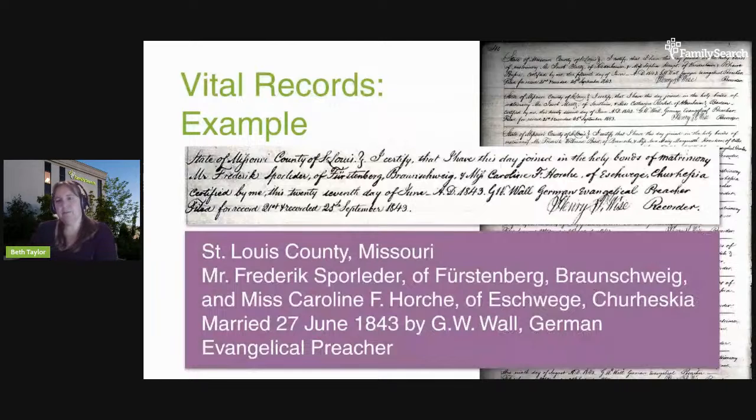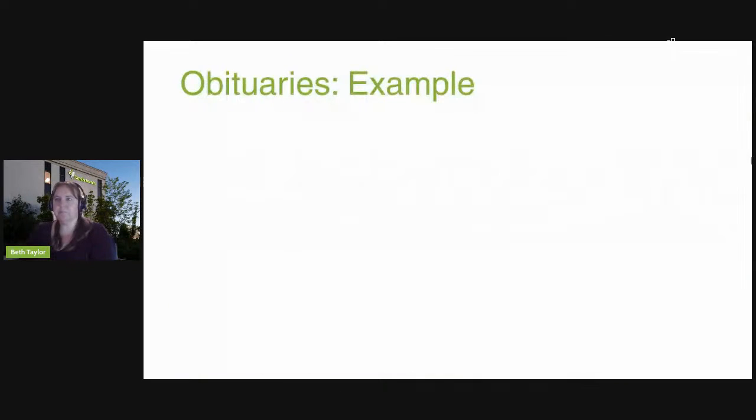So here we have Mr. Frederick, I'm going to slaughter these names, I can tell you that, Sporlater of Fürstenberg, Braunschweig? I'm probably saying this completely wrong. And then, of course, who he's marrying and where she comes from in Germany in an 1843 marriage record. So don't discount vital records for giving you some clues about immigration.